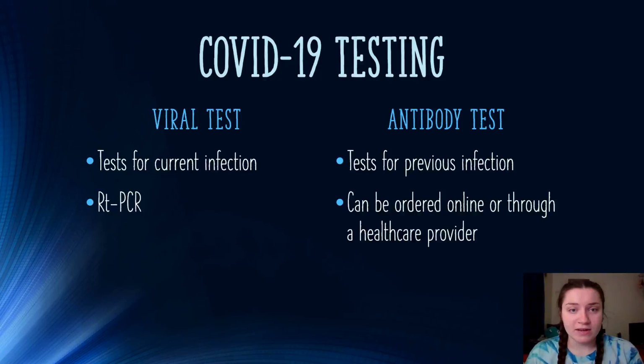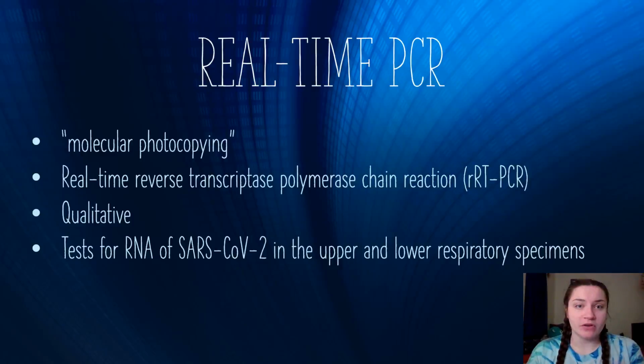The RT-PCR test is the more prominently used test right now because it diagnoses acute infection when the disease is still contagious. Real-time reverse transcriptase polymerase chain reaction, or RRT-PCR, is used to test for the SARS-CoV-2 virus RNA in upper or lower respiratory tract specimens, including nasal, nasopharyngeal, oropharyngeal swabs, sputum, lower respiratory tract aspirates, bronchoalveolar lavage, and nasal aspirates. It is a qualitative test, so it will have a positive or a negative result.